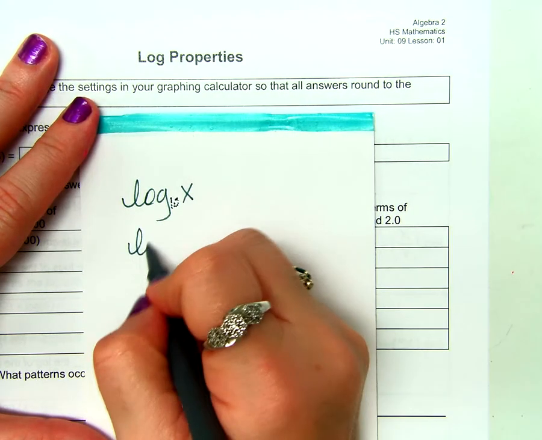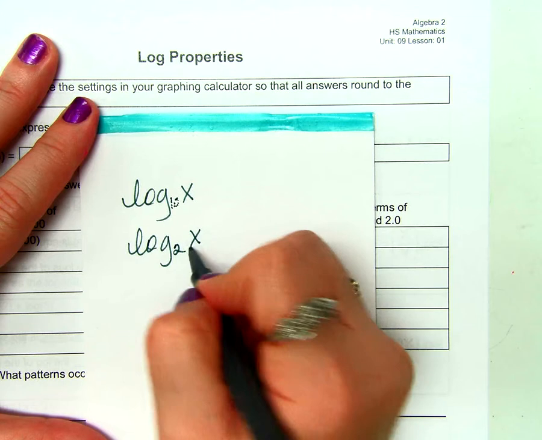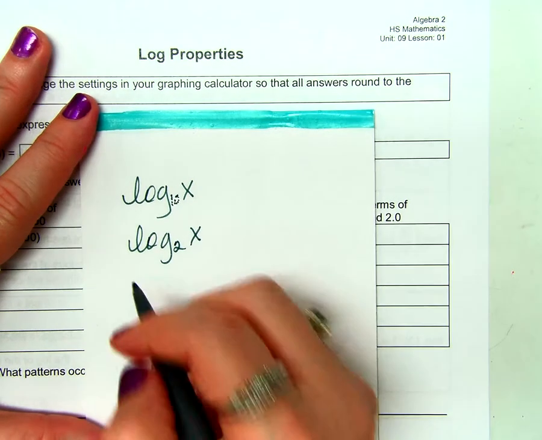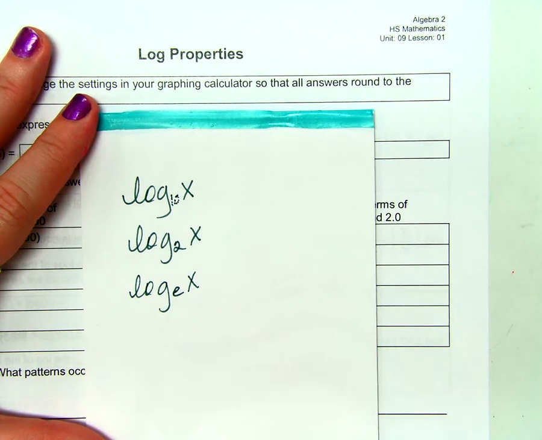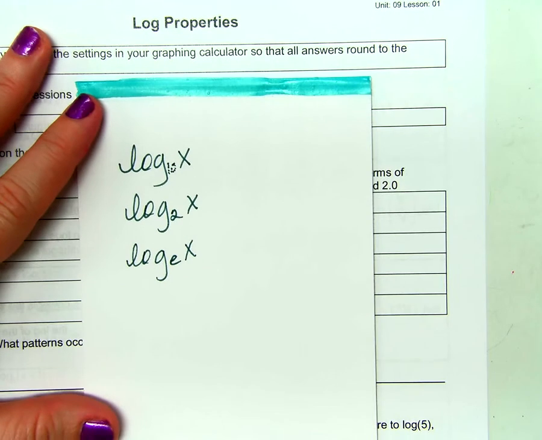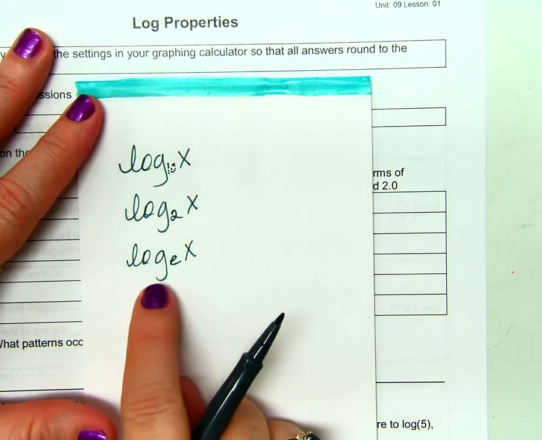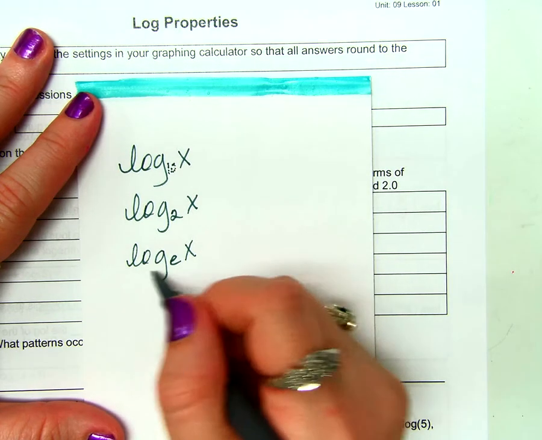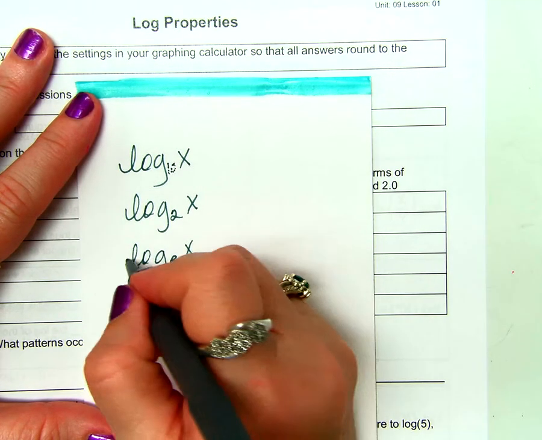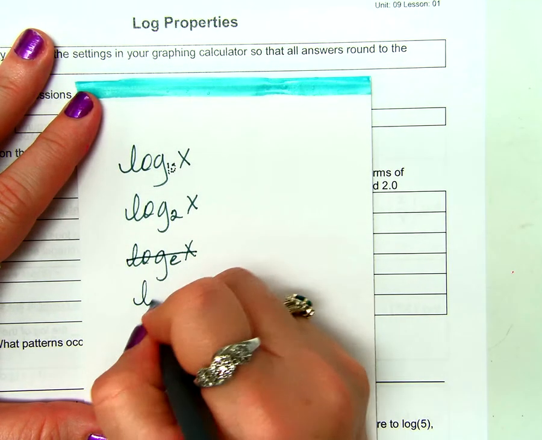Or it might say log base 2 of x, but the other one is log base e of x, but you will never see that. You will never see it written like this, unless it's written by somebody who doesn't have any idea what they're doing. Then you might see it, okay? Because this log base e is written like this.